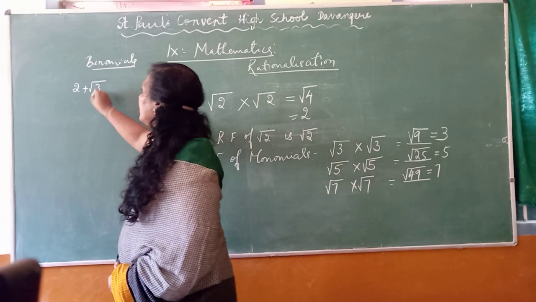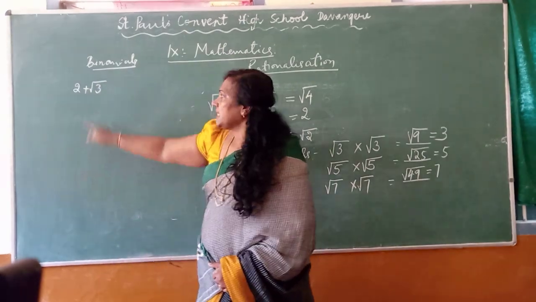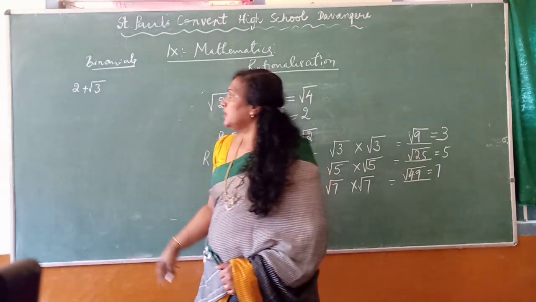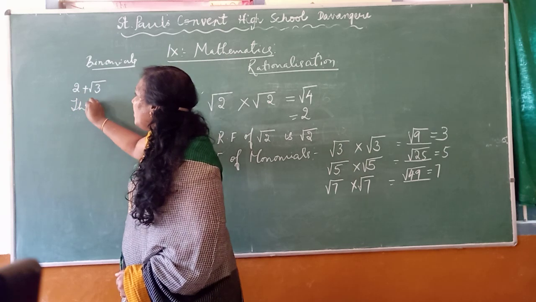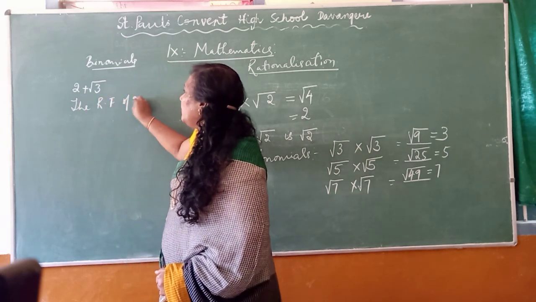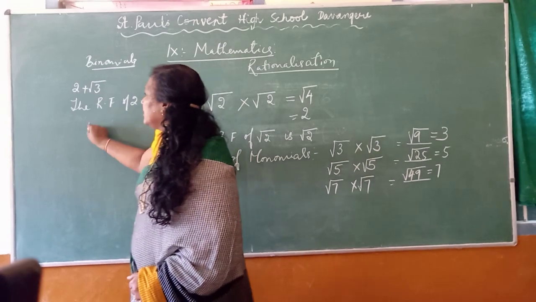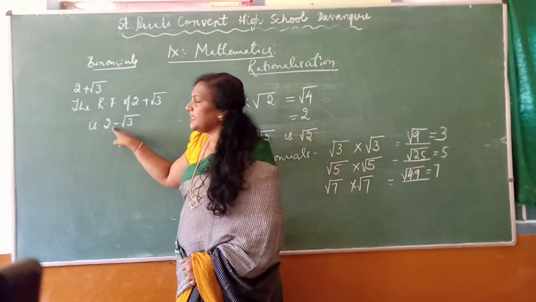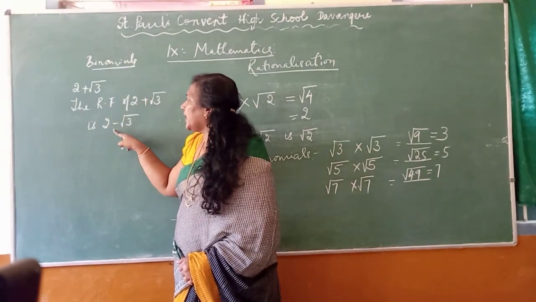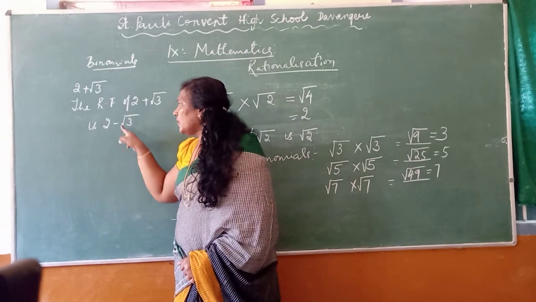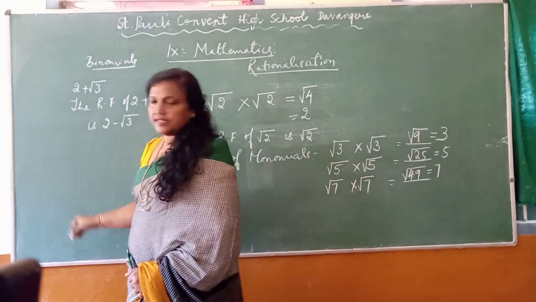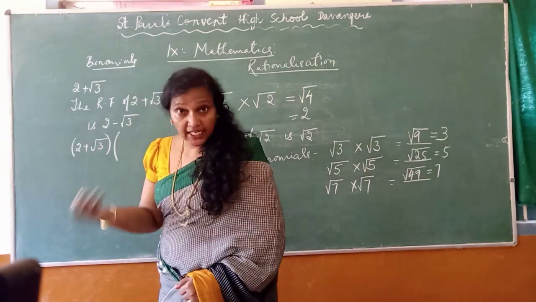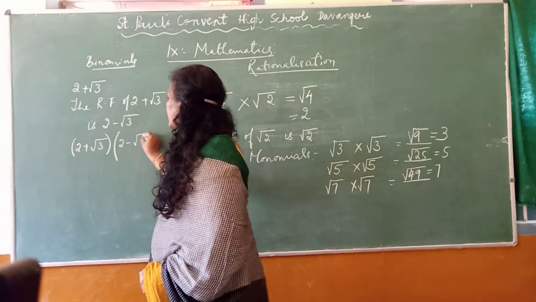2 plus root 3. So which is the rationalizing factor of 2 plus root 3? The RF of 2 plus root 3 is 2 minus root 3. If there is plus, you write it as minus. If there is minus, you write it as plus. How will you call this an RF? You multiply and see. For example, 2 plus root 3, you have to multiply with 2 minus root 3.